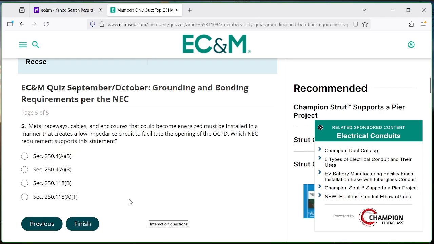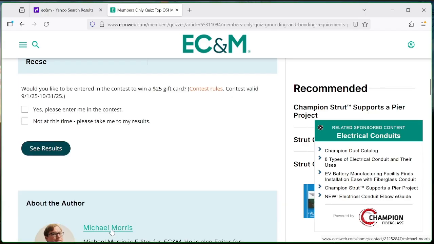Okay, metal raceways, cables, and enclosures that could become energized must be installed in a manner that creates a low impedance circuit to facilitate the opening of the OCPD. Which NEC requirement supports this statement? I have no clue. I think it's C. I don't care. Some of these I'll never ask.